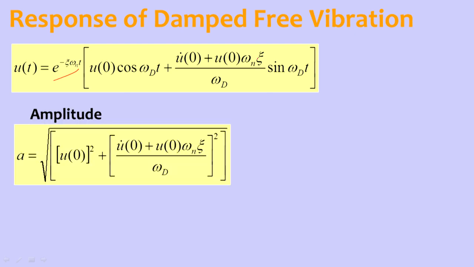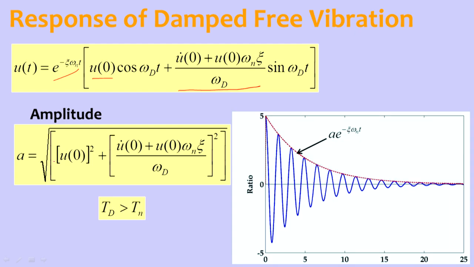If you look at the amplitude of vibration, it is the square root of the sum of the squares of these two terms, A and B. That is the amplitude. Now if we draw the figure of damped free vibration, it looks like this. The oscillating part comes from this bracket term, and the decaying part comes from this term. We also discussed in the last module that the damped natural period is always greater than or equal to the undamped natural period.